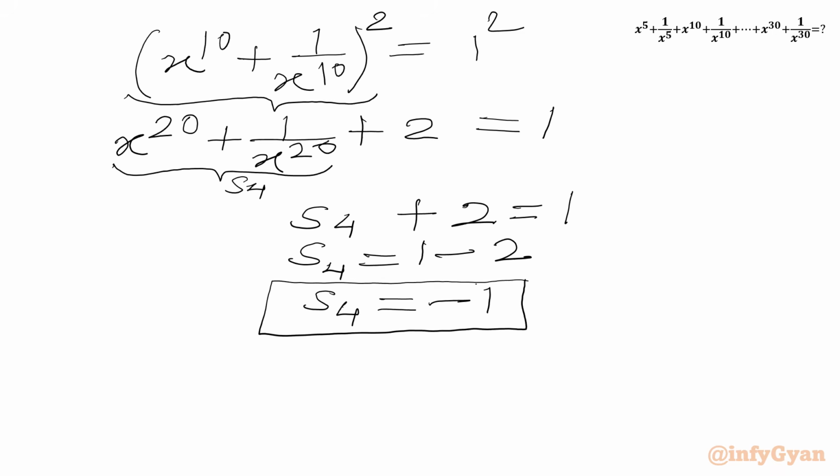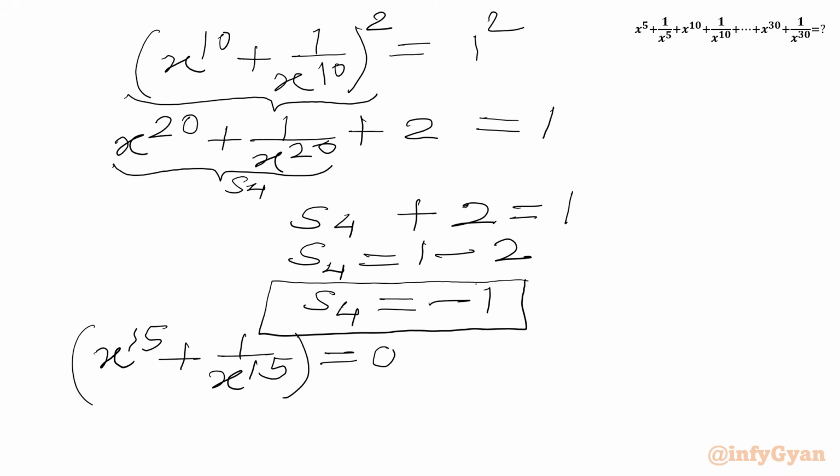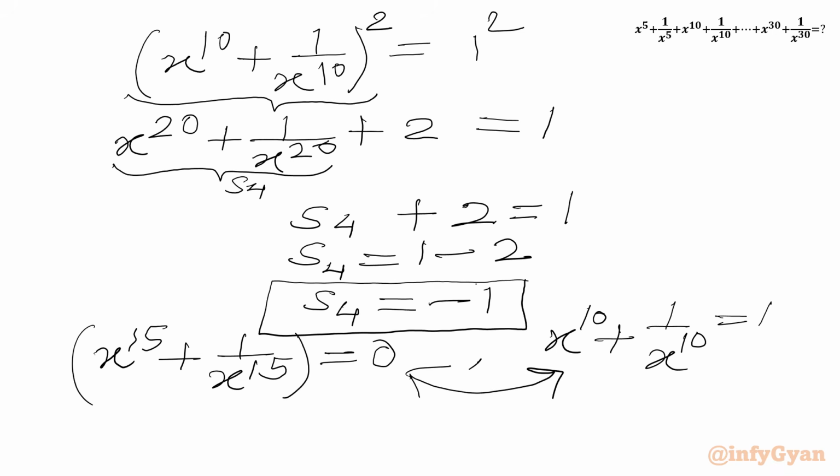Now we have to find S5 and S6. So I will consider two equations. X power 15 plus 1 over x power 15, this equation is equal to 0. Then we'll consider x power 10 plus 1 over x power 10 equation, which is our S2. Value is 1. Now we have to multiply these two equations to get the value of S5, x power 25 plus 1 over x power 25. Let's multiply both the equations.